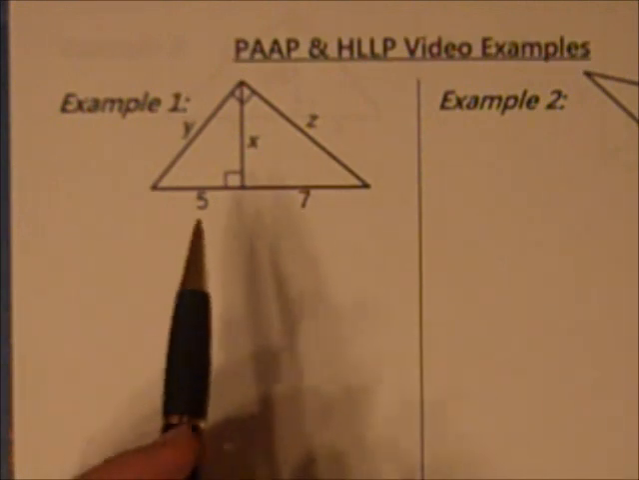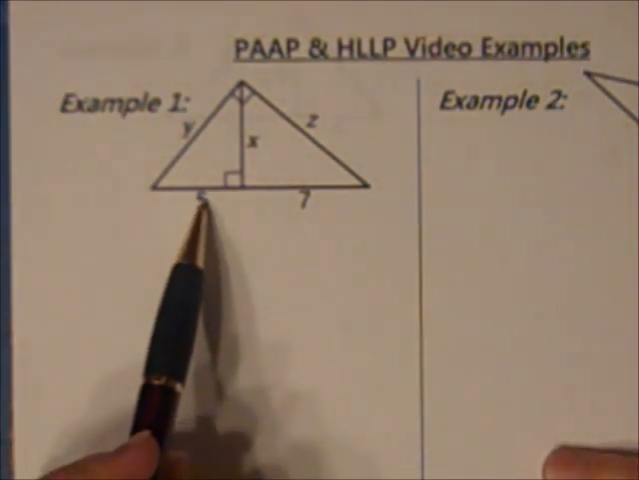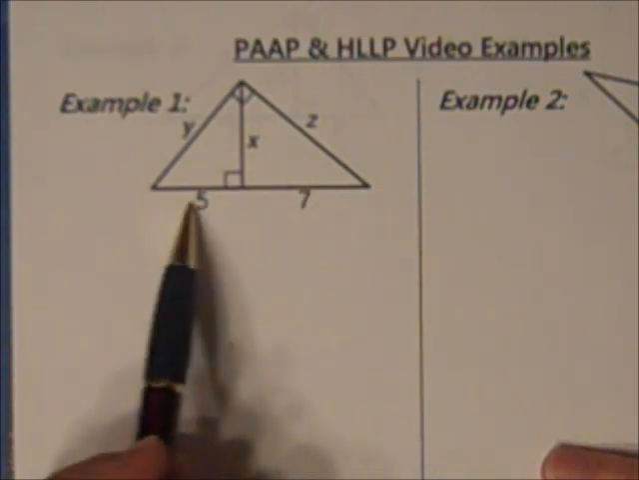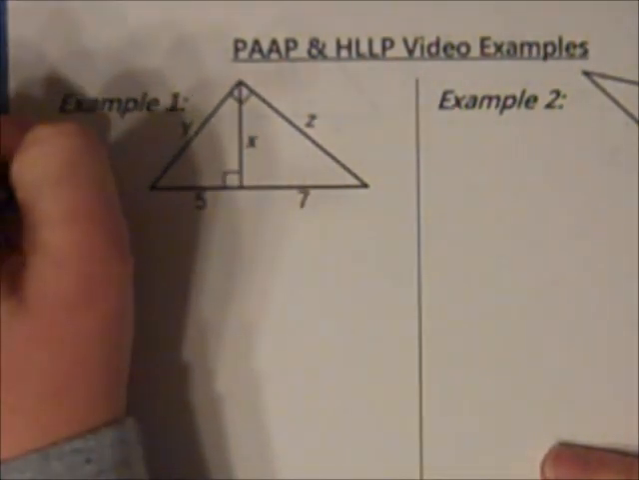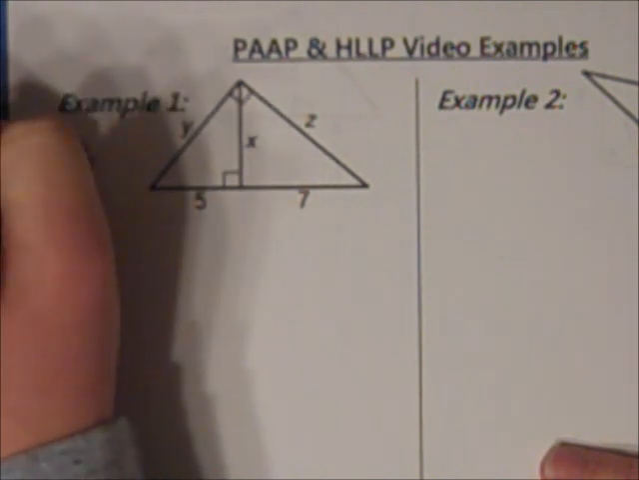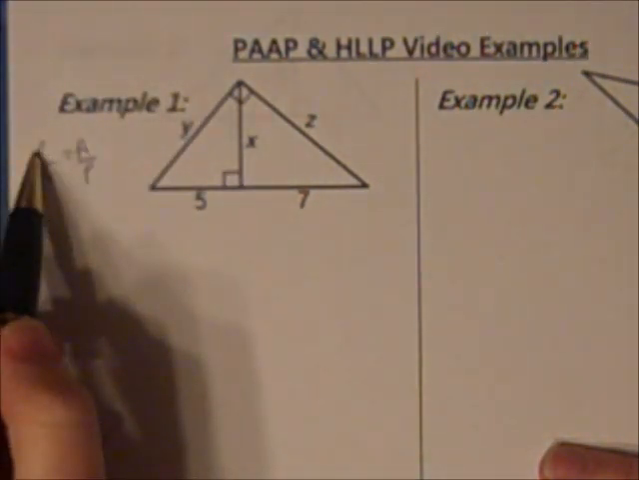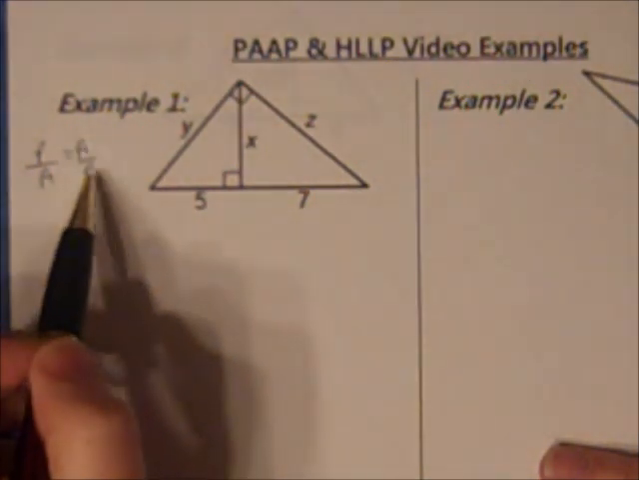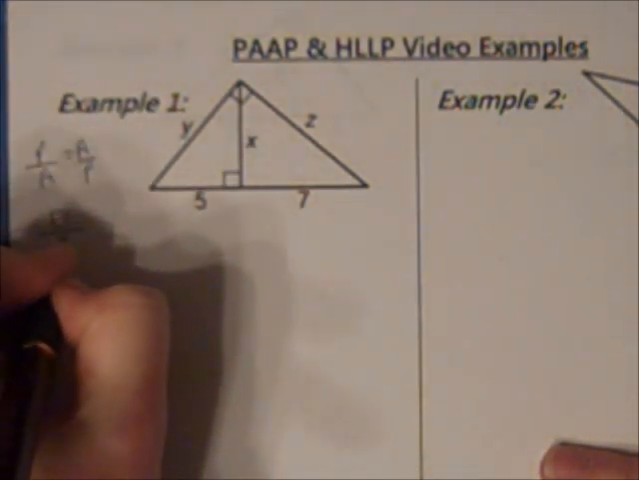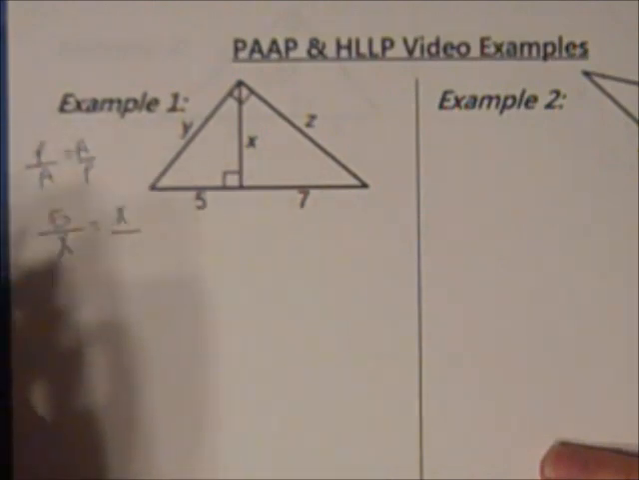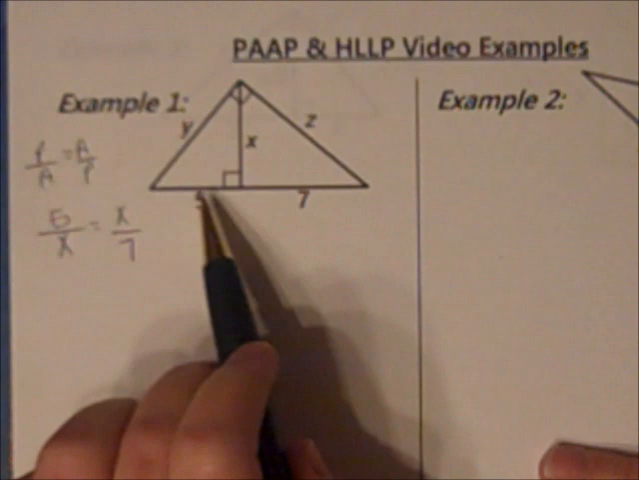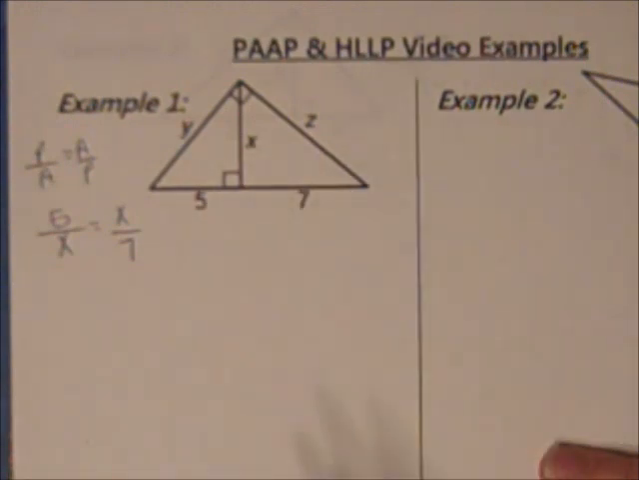Okay, so this first one we're looking at, this is a part and this is a part of the altitude. Since I'm given two parts, the logical place to start would be with PAAP. Part to altitude equals altitude to part. So part would be 5 over altitude x equals altitude x over the other part, 7. You make kind of a little V, P-A-A-P.